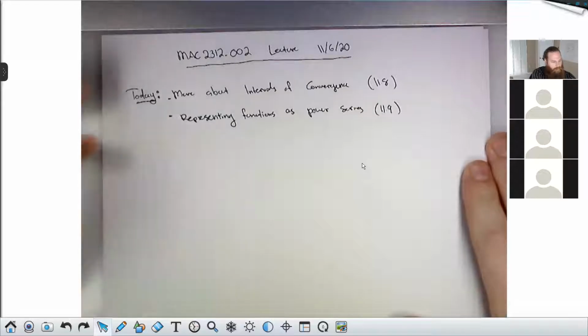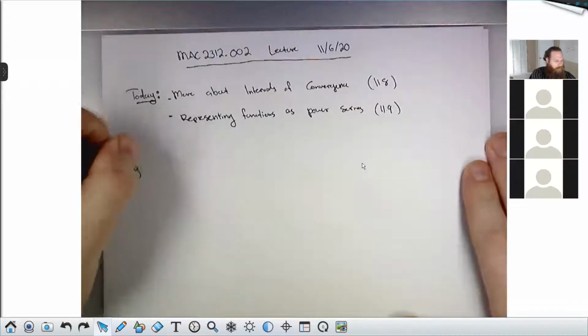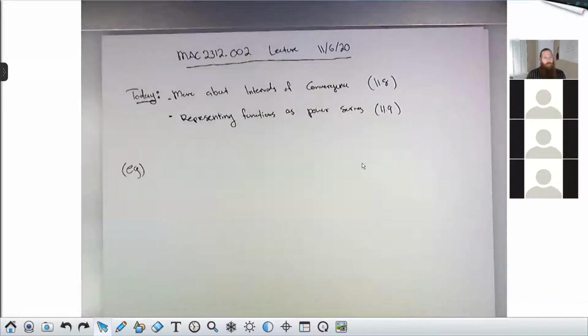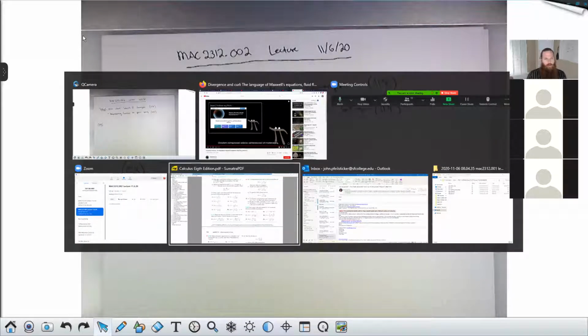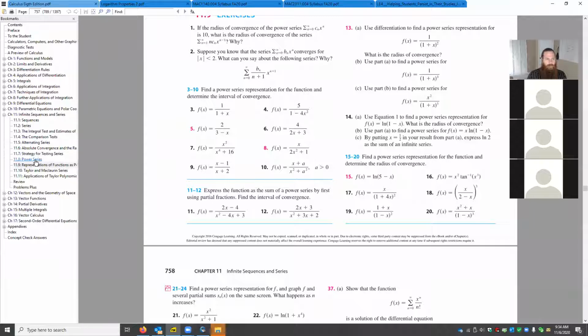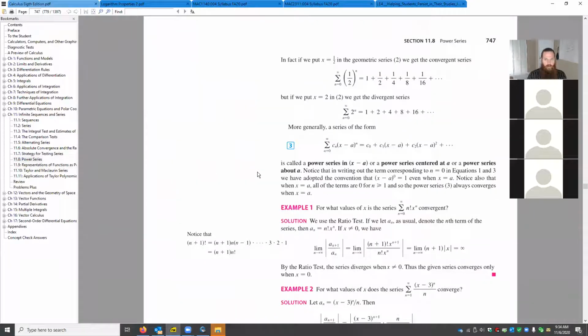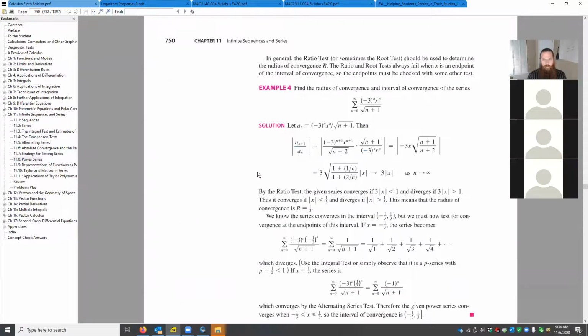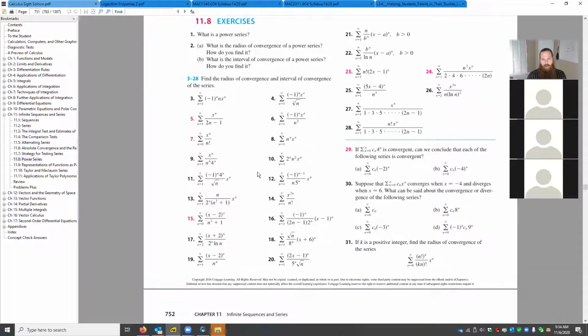Right, so let's jump in. You may remember at the end of class last time, I worked an example that looked a little bit like number 29 here. I told you a certain series, sigma cn 3 to the n, is convergent, and I asked you what can you tell me about these other series? I want to go a little bit deeper in that direction, and in particular, I'm going to look at something like number 30.